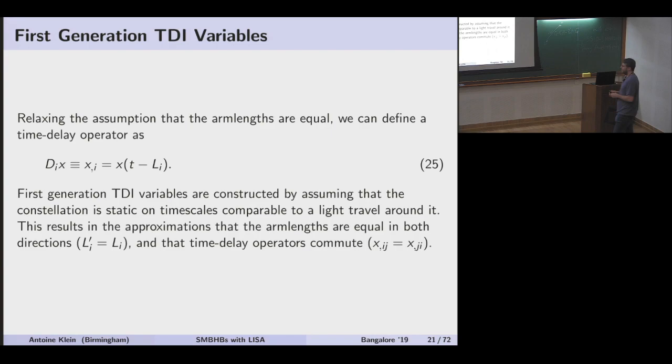we relax the assumption that the arm lengths are equal, but we're still assuming that they are constant during one measurement. So we assume the constellation is static on the light travel around the constellation timescale. The arm lengths are equal in both directions, so L_i prime equals L_i, and the time delay operators commute.